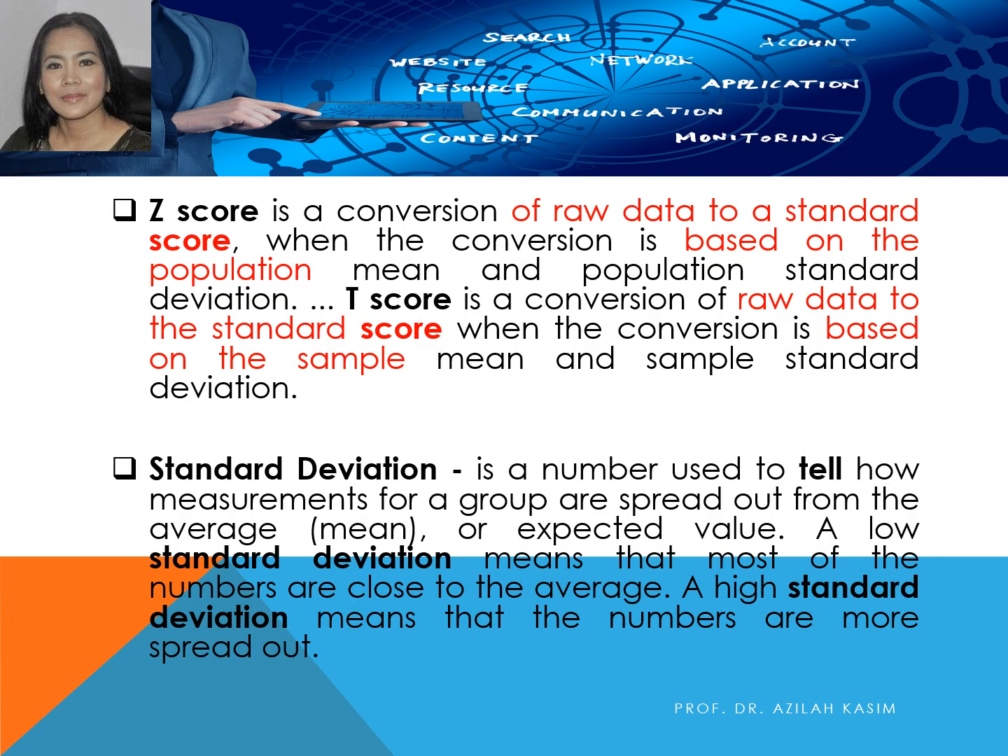Z score is the conversion of raw data to a standard score when the conversion is based on the population. You remember the difference between population and sample? Then you will know that population is the entire unit of analysis that we are looking at, whereas a sample is just an example or a segment of the population that we use for our data analysis. So a Z score is based on the population mean and population standard deviation.